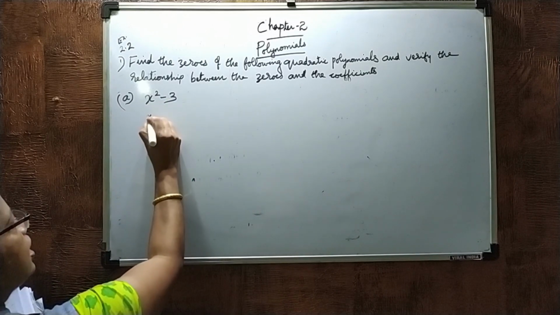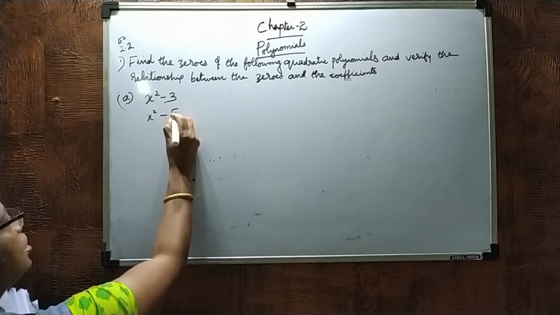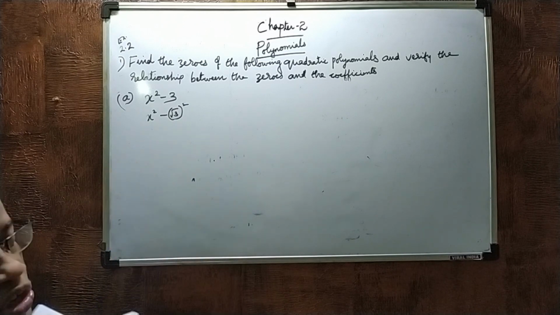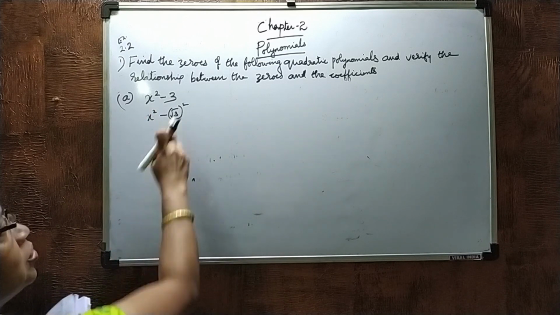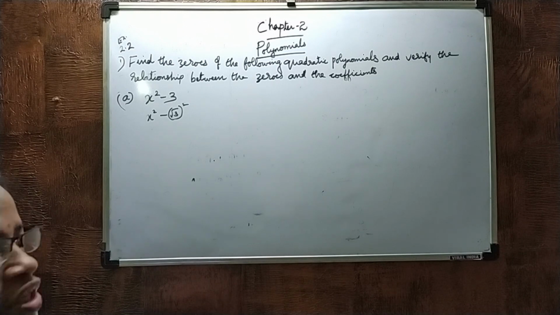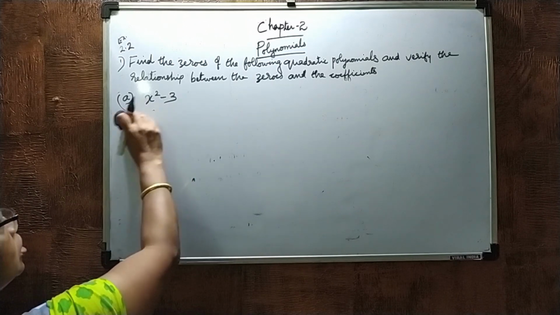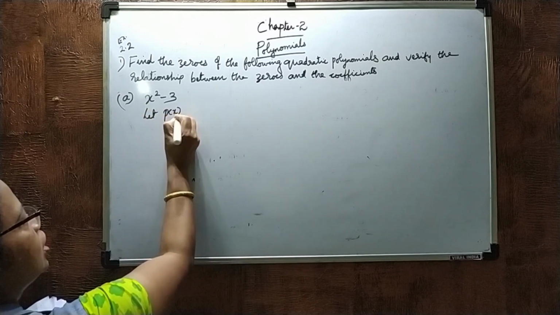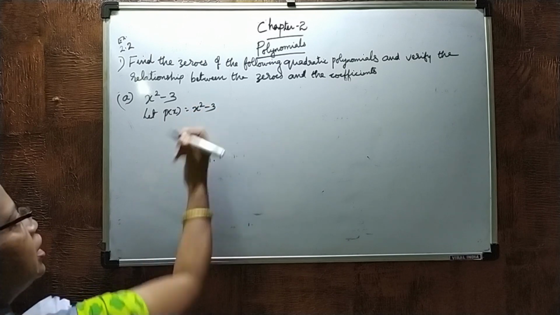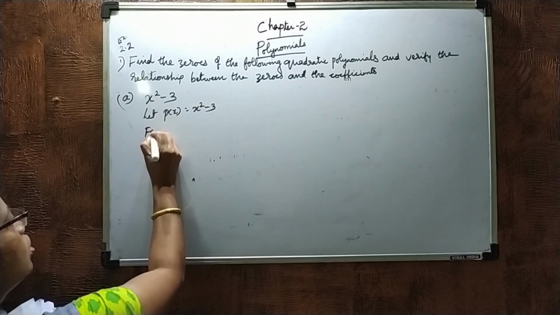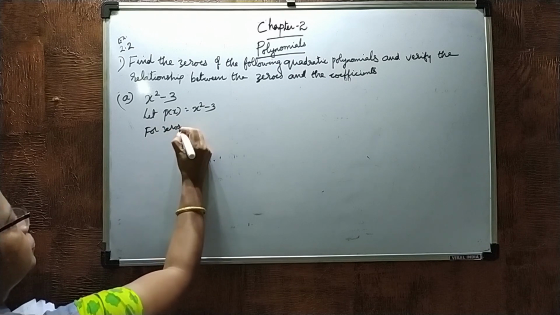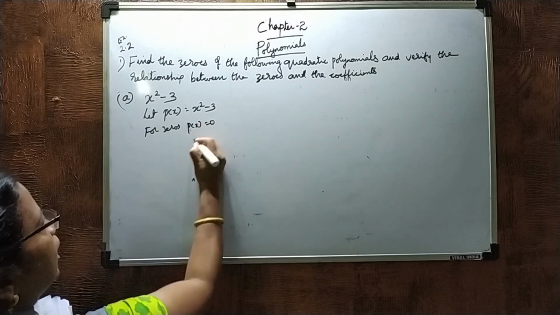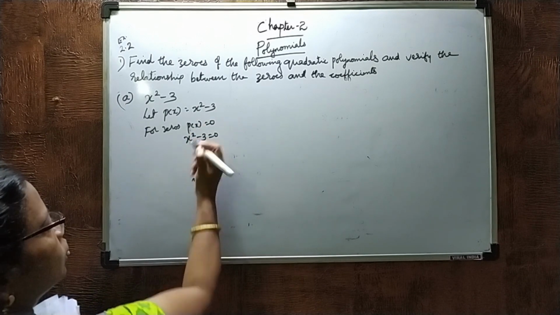Make this 3 as x square minus root 3 the whole square. So this is the way you have to do. Now it is a square minus b square, it is a plus b into a minus b. So we will start with the first procedure. Let p of x is equal to x square minus 3, and then the zeros: p of x is equal to 0, so x square minus 3 equal to 0.